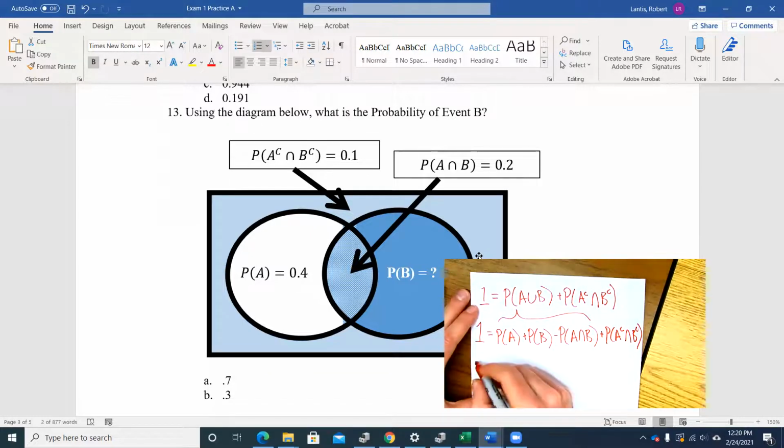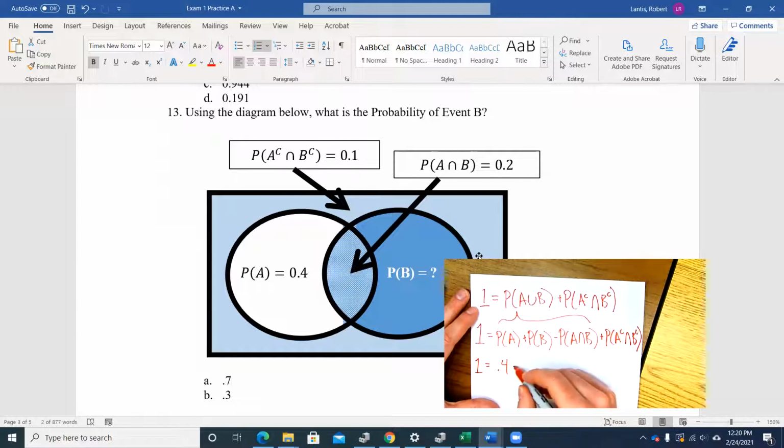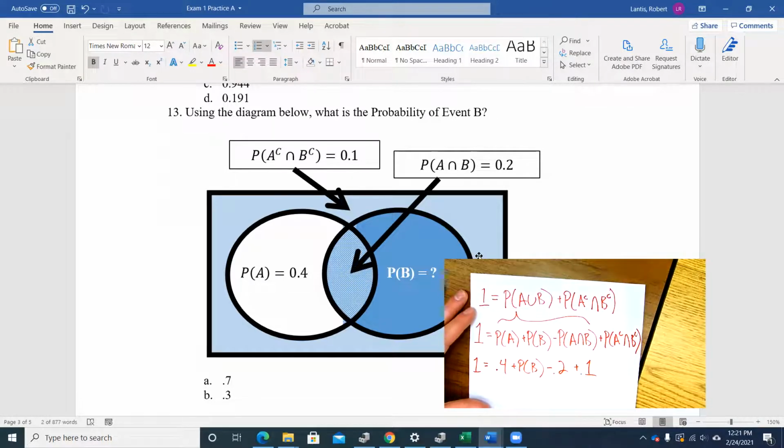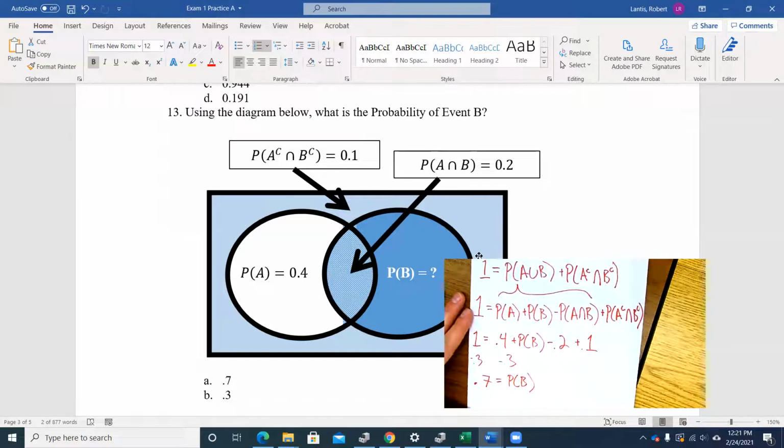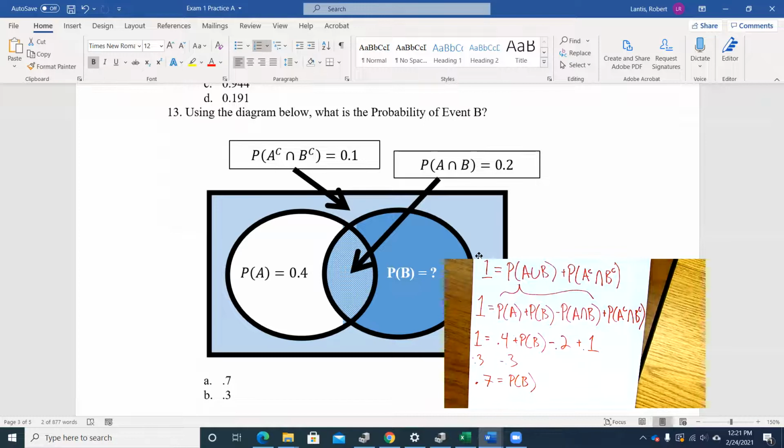So the probability of A is told to us to be 0.4. What we're looking for is the probability of B, so we don't know that. The intersection is 0.2, and the intersection of the complements is 0.1. So 0.4 minus 0.2 is 0.2, plus 0.1, so I'll subtract 0.3 from both sides. I get 0.7 is equal to the probability of B, okay?